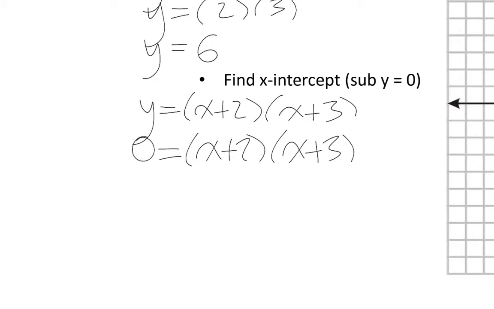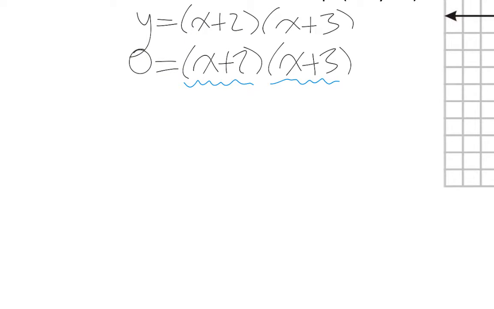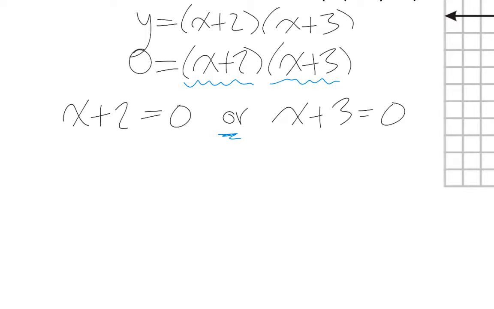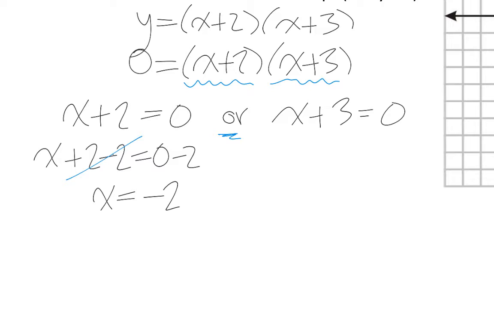However, this means that when you multiply x plus 2 multiplied by x plus 3, you get an answer of 0. So either x plus 2 is equal to 0 or x plus 3 is equal to 0. So at this point, all you need to do is do the opposite operation. So I'm going to subtract 2 from both sides of the equation to get rid of it. That cancels out. X is equal to negative 2.